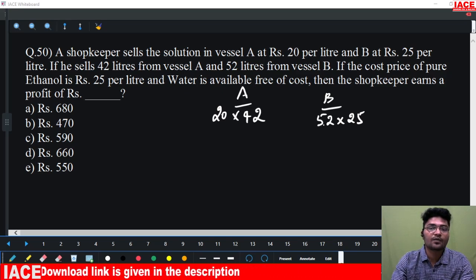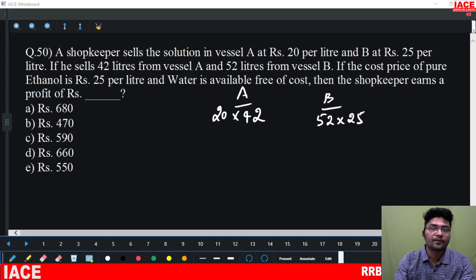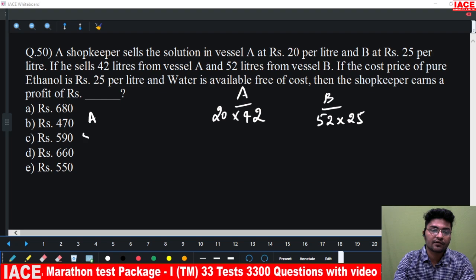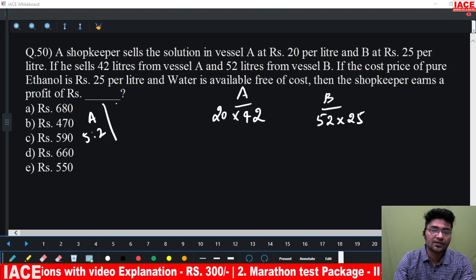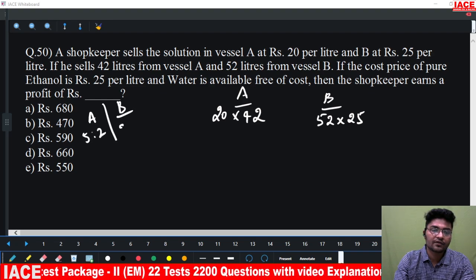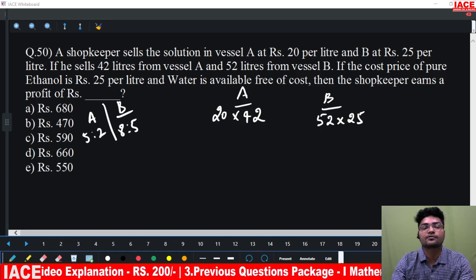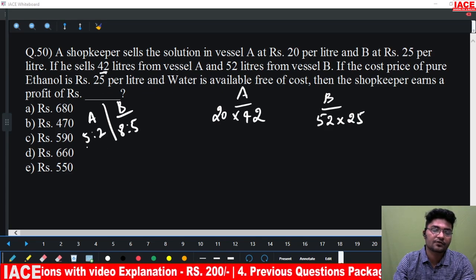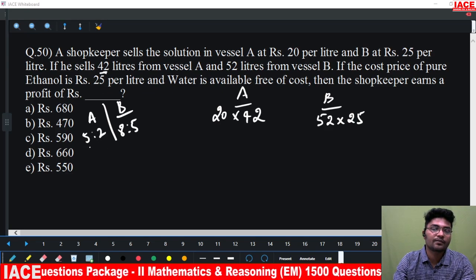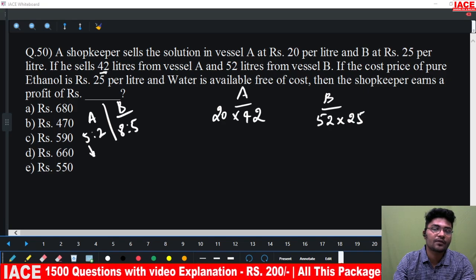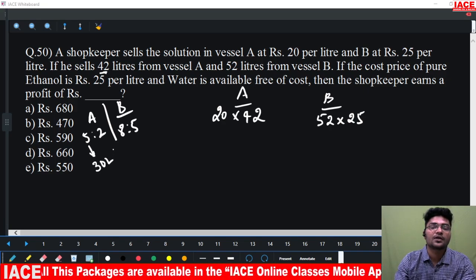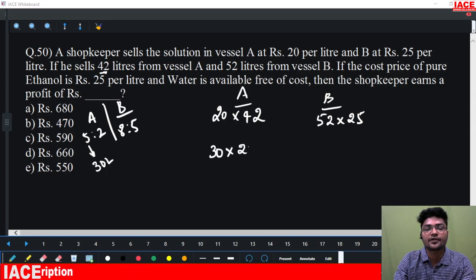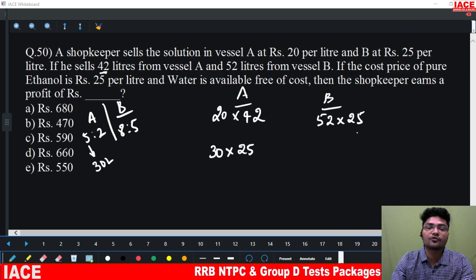In vessel A, how much ethanol will be there? If you look at the graph, in vessel A, the ethanol to water ratio is given as 5:2, and in vessel B, the ethanol to water ratio is given as 8:5. That means in these 42 liters, how much ethanol was there? 7 parts is 42, so 1 part is 6. So 5 parts will be 30 liters of ethanol. The cost of 30 liters of ethanol is how much? 30 into 25.